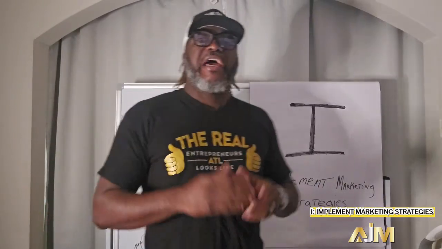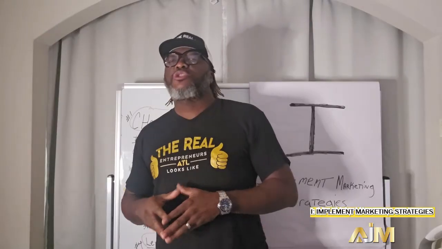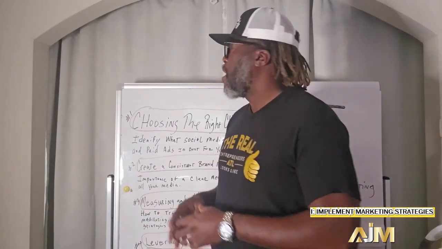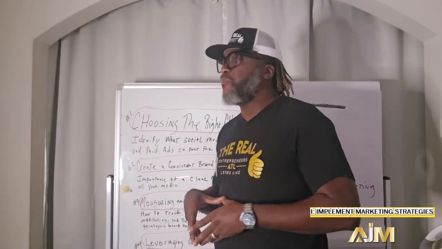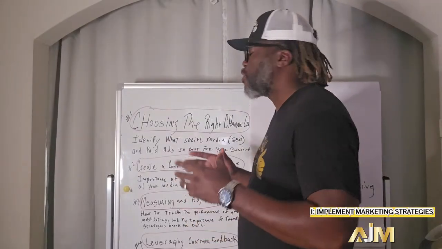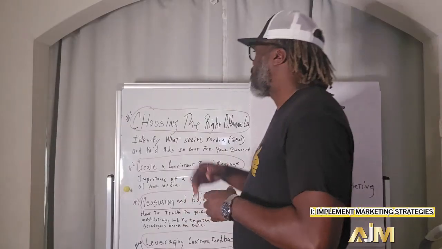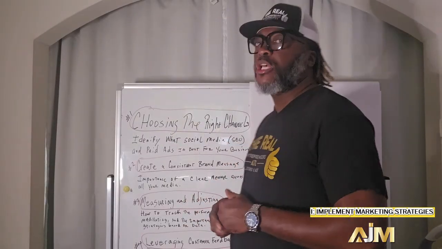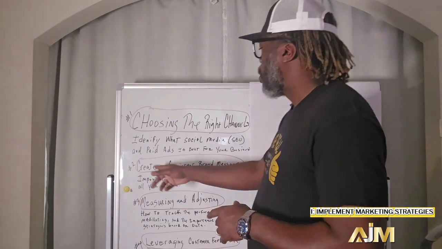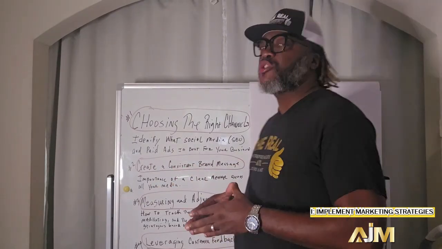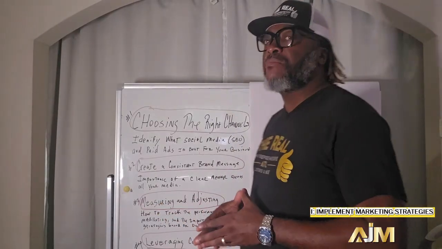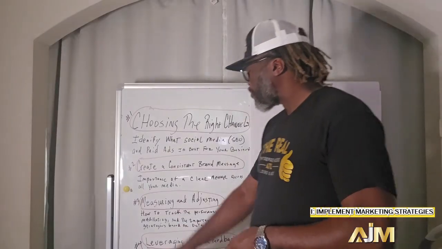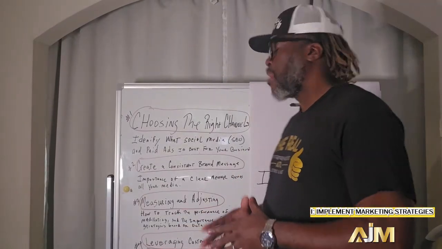Okay, guys, as you all know, I always try to come up with maybe 4 or 5 good topics to go along with the actual alphabet that I'm talking to you about today. The 4 topics that I researched for you today are number 1, choosing the right channels. Number 2, create a consistent brand message. Number 3, measuring and adjusting. And number 4, leveraging customers' feedback.